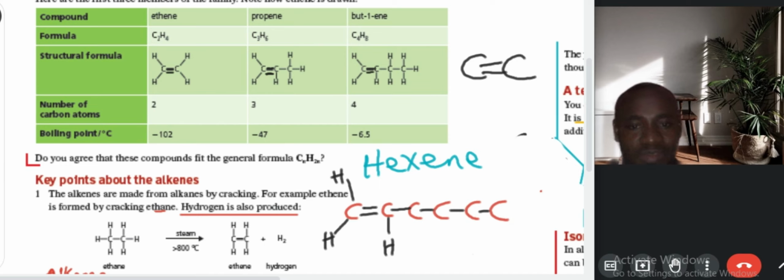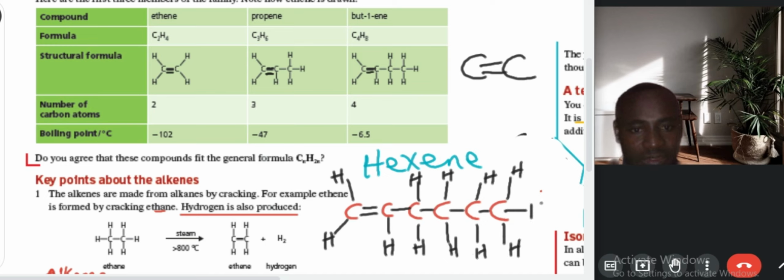But the rest we have it. So you have hydrogen here, hydrogen here, hydrogen, hydrogen, hydrogen, hydrogen, hydrogen, and then the final one, hydrogen here.